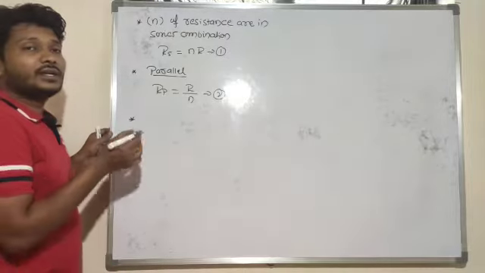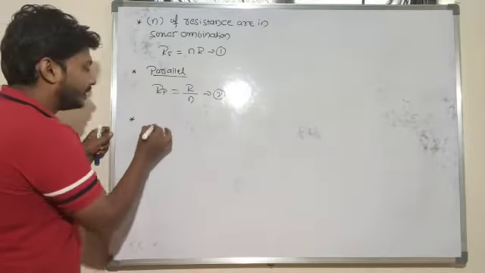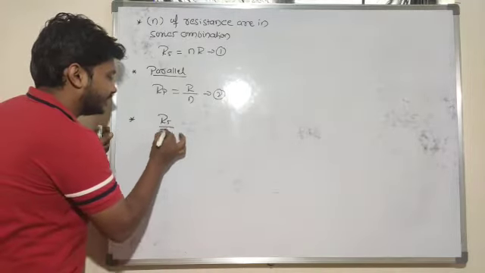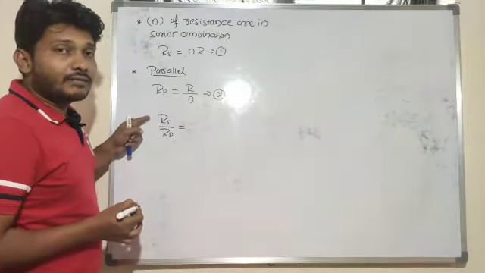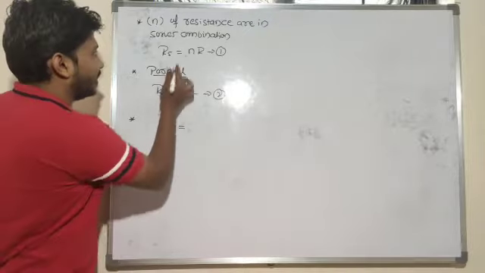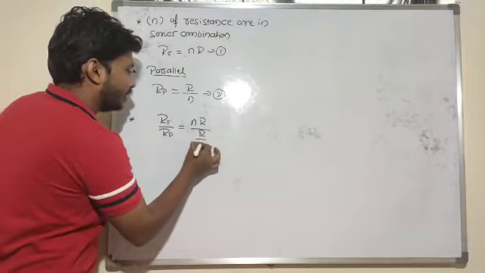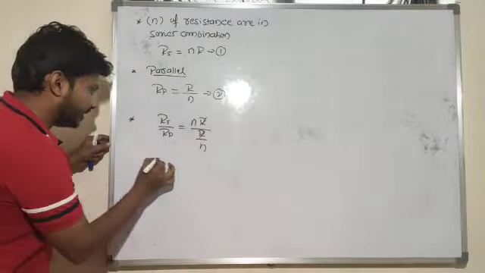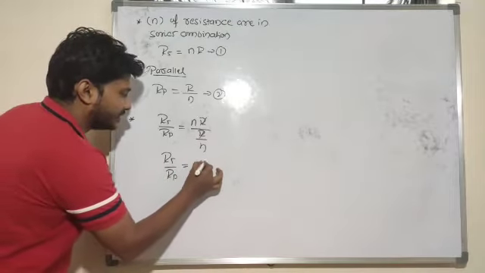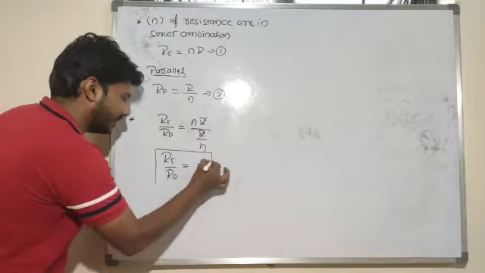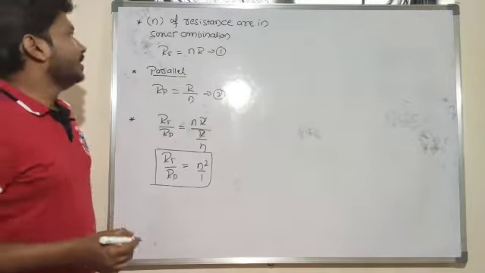Now, what is the ratio of n resistors connected in series to that in parallel, R of S divided by R of P? R of S is n into R. R of P is R by n. So the R term gets cancelled out. R of S divided by R of P is equal to n square by 1, or n square. What is the value here? R of S divided by R of P is equal to n square.